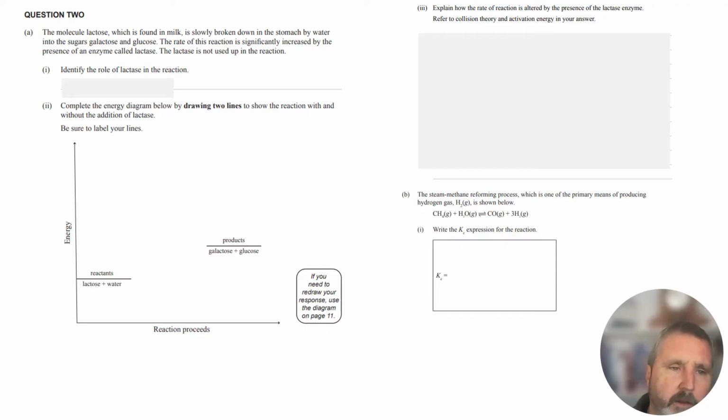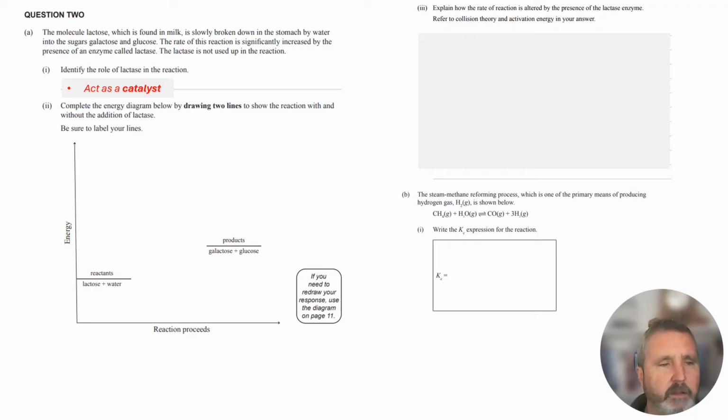Okay, so the lactase, don't be confused with the lactose, is the enzyme that helps break down the lactose. The lactase is not used up, so it's another hint that there is our catalyst. So the first question, identify the role of lactase in the reaction. It acts as a catalyst.